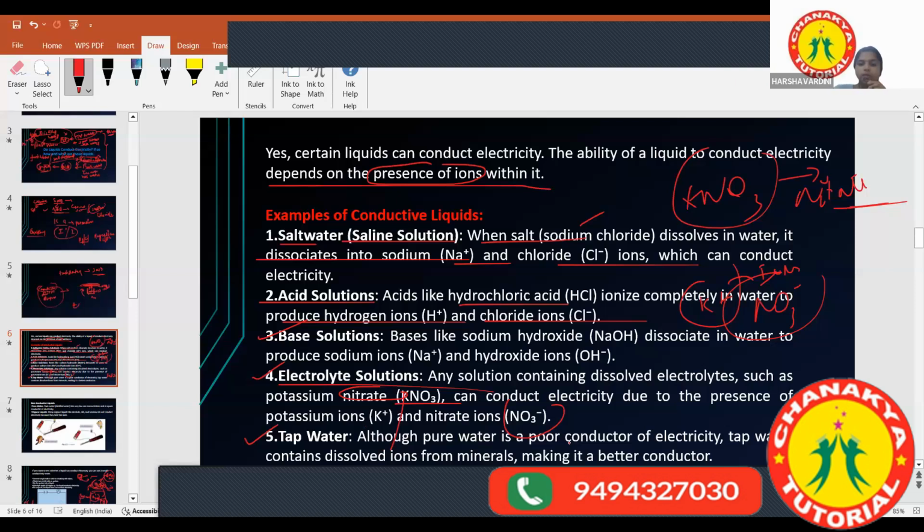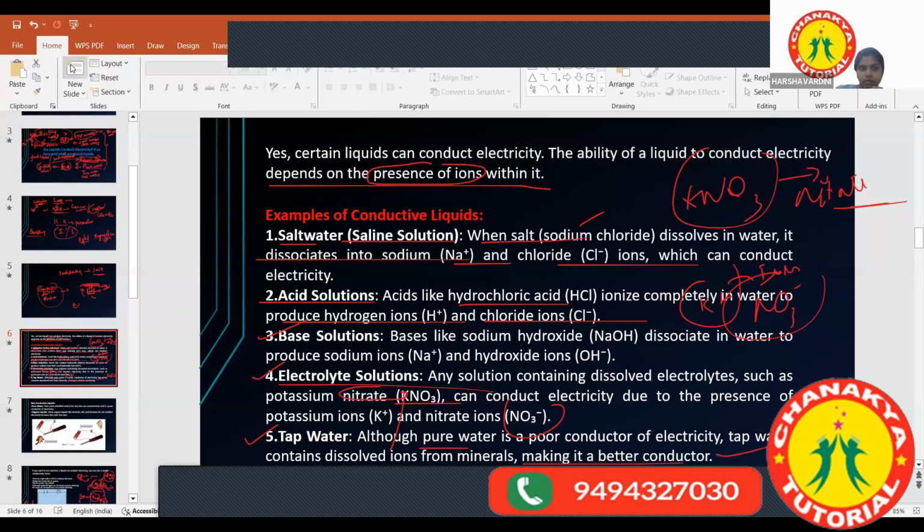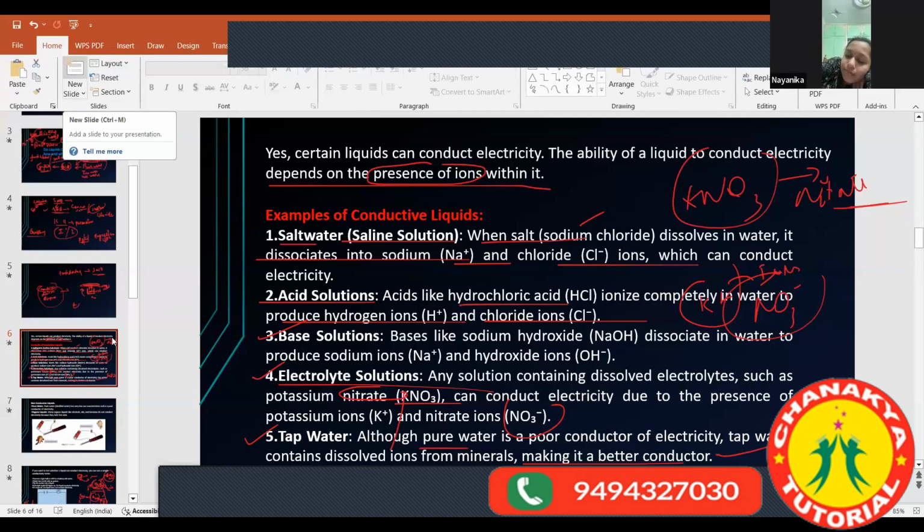Although pure water is a poor conductor of electricity, pure water is something called distilled water. It's called pure water, as you people have told. And tap water contains dissolved ions from minerals, making it a better conductor. Got it? Yes, ma'am.